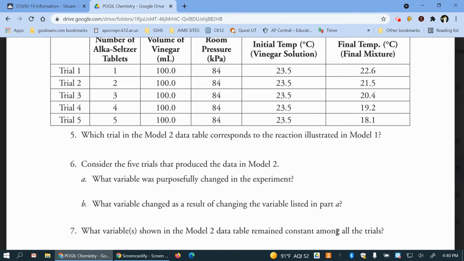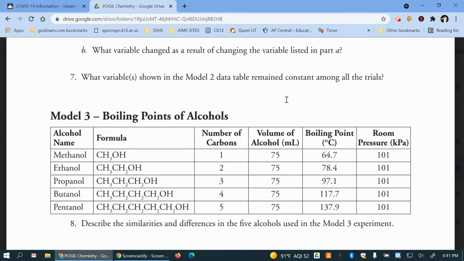What variables shown in Model 2 remain constant at all trials? Good. If we look at the column for the volume of vinegar, the room pressure, and the initial temperature of the vinegar, those all were constant in every single trial. They remain the same. So we said they were held constant. This is important to make sure that whatever change we see in the experiment was caused by the thing we changed and not by some other variable that might have changed in the reaction. Let's look at another set of data.